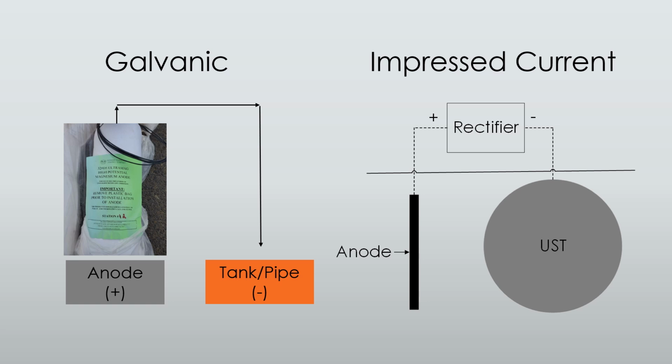Impressed current, we have our anode positive on one end, but instead we have a box in the middle that does some stuff. It's connected to our tank. We still have the current flow. We'll see how all that works in a second.